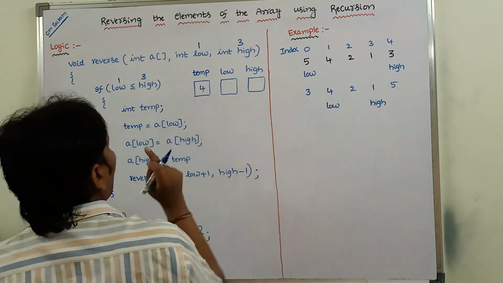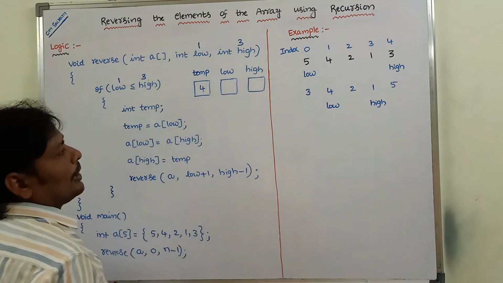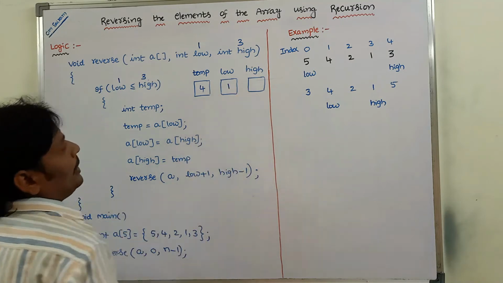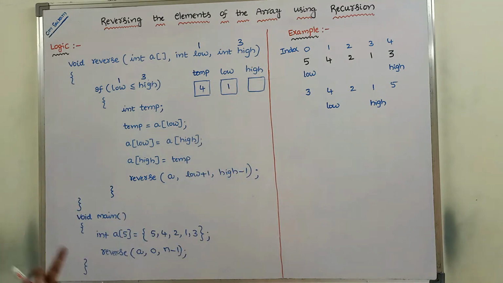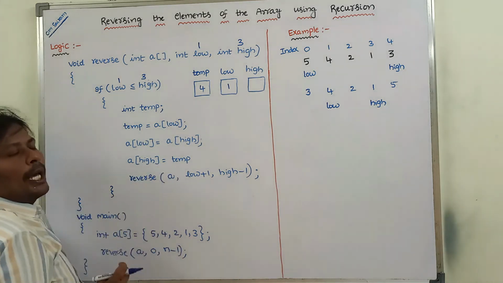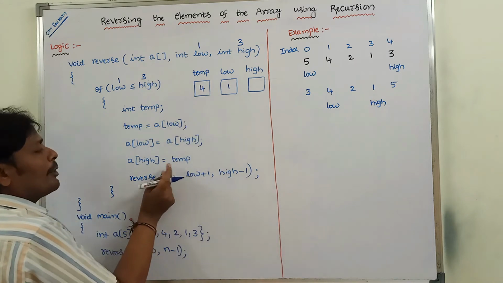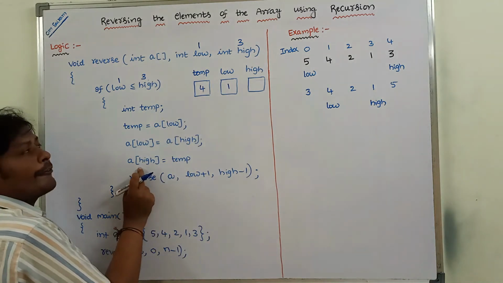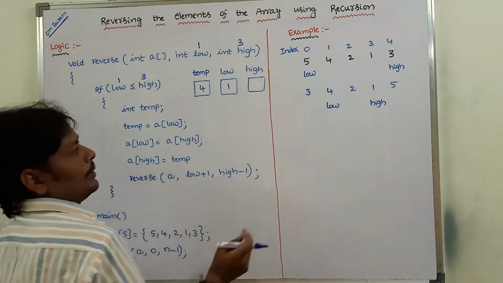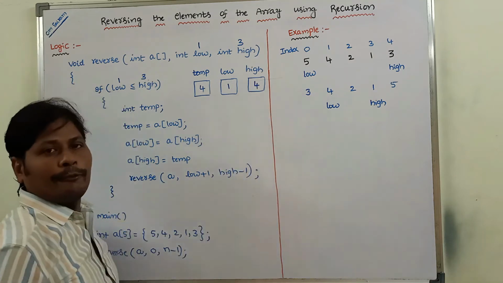So A of low means A of 1. So 1 is assigned to A of low. Now low value becomes 1. Next, the temp value is assigned to A of high. What is the temp value? 4. 4 is assigned to A of high. High value is 3, so A of 3 contains the 4. That means the high value is 4.